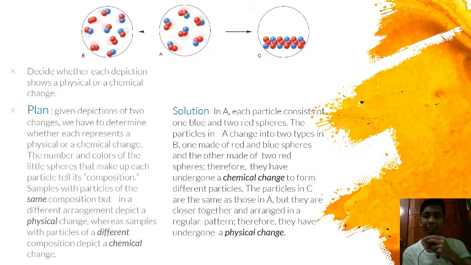So our solution is, in A, each particle consists of one blue and two red spheres. The particles in A change into two types in B, one made of red and blue spheres and the other made of two red spheres. Therefore, they have undergone a chemical change to form different particles. So the particles in A jumbled into different combinations. It underwent a chemical change since it formed different particles.